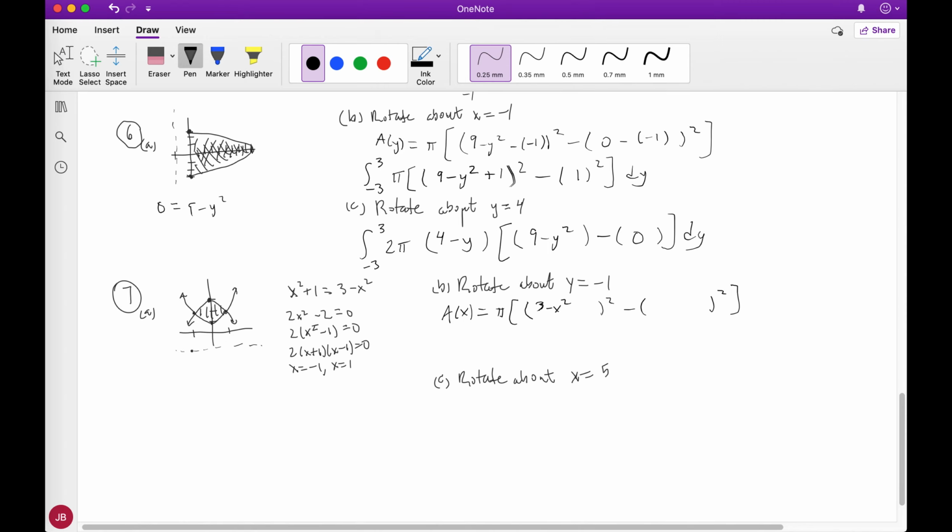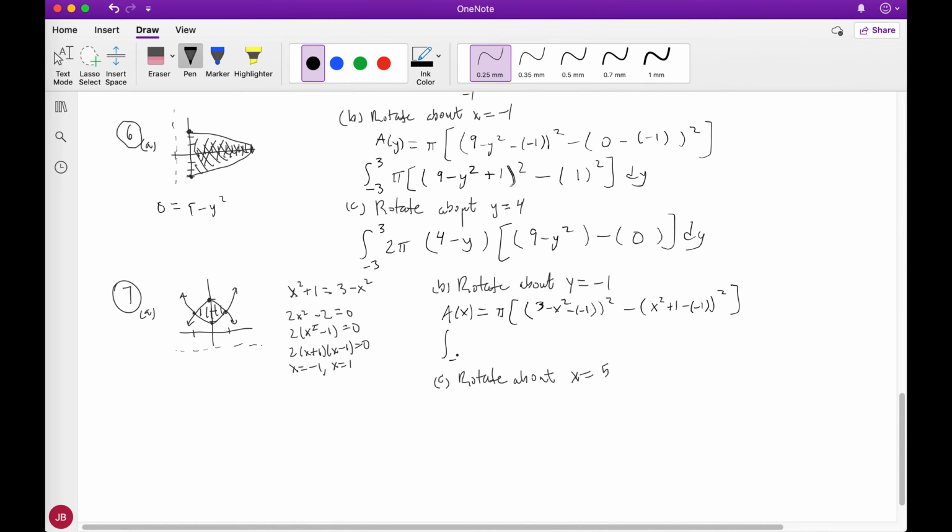But the axis is below the region, so technically we subtract it. So we get minus -1, right? So in reality, +1. And same deal here. We're going to get, for the inner radius, it's x squared plus 1, and then minus the -1, because the axis is below the region. So x squared plus 1 minus negative 1.